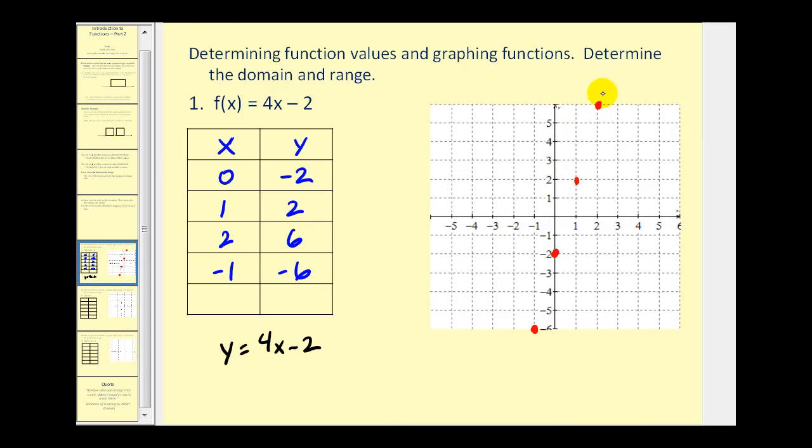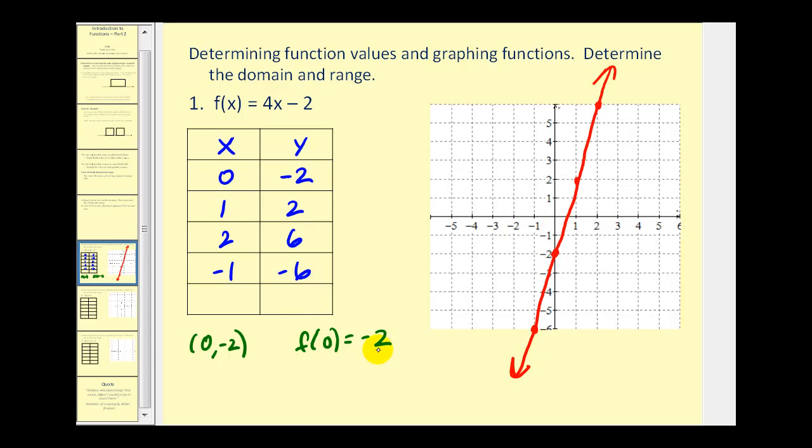So for the most part, graphing this function should be review because we've been graphing lines now for quite some time. However, I do want to make the connection that if we have the point 0, negative 2, if we want to rewrite this using function notation, we would say that f of 0 equals negative 2. 0 is the input, or the x value, and the entire function value, or y, is equal to negative 2.